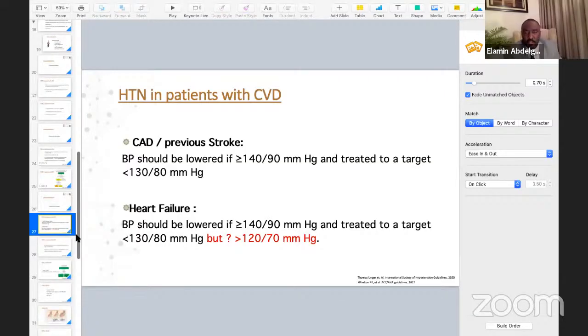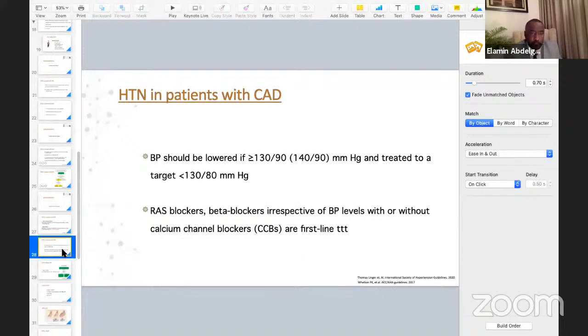Once again, the game changer, the SPRINT trial, has shown 25% extra cardioprotection or reduction in mortality in patients with heart failure when they reduce the blood pressure to less than 120. But this has to be dealt with caution and in expert hands. Blood pressure should be lowered to just around 130 over 80, I'm sorry. And RAS blockers and beta blockers, irrespective of blood pressure, with or without calcium channel blockers, are the first line.